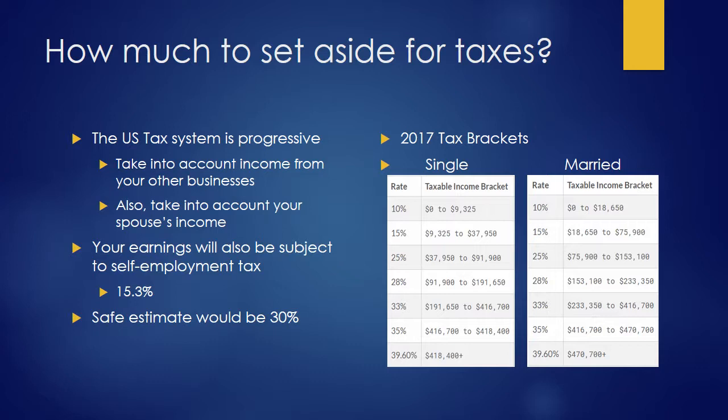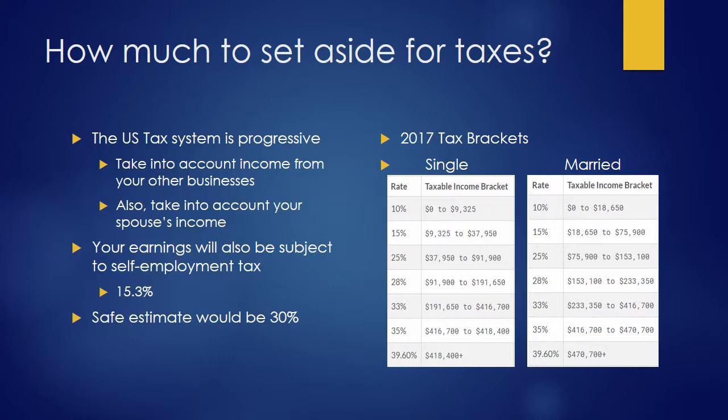If you're married and your spouse is making money, take into account their income, whatever their salary is or whatever their projected income is for the year. You're going to add that to whatever you think you're going to make, and that's what bracket you're going to be in. And so you want to withhold that plus the 15%. Sometimes it can be higher. A safe estimate would be 30%.